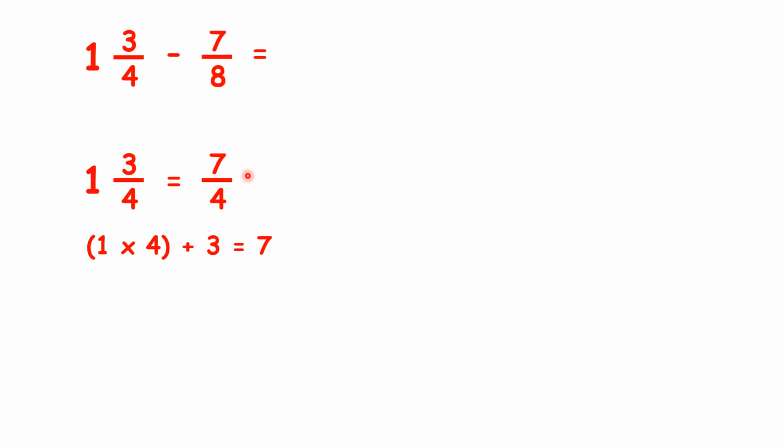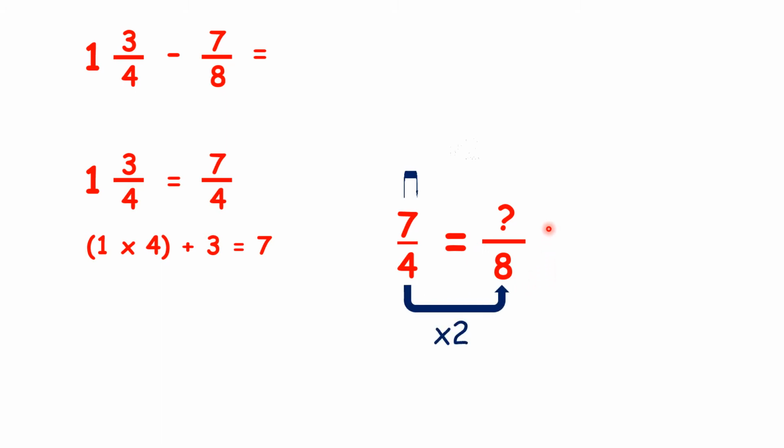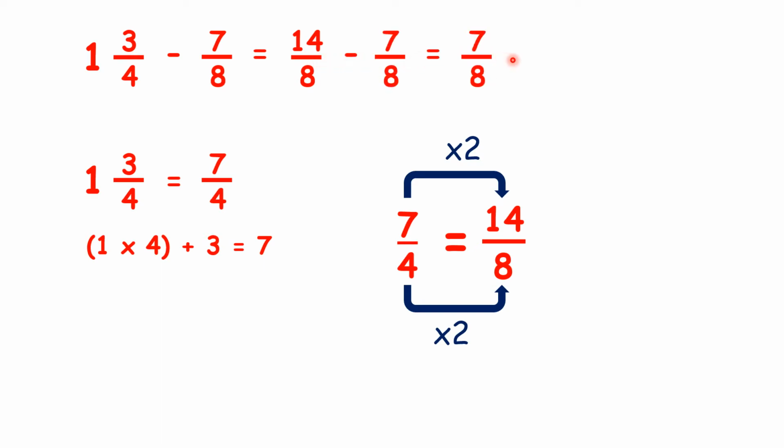But that's 7/4, and we're taking away eighths. So we need to change our 7/4 into eighths. 7/4 is the same as 14/8. So we've changed 1 3/4 into an improper fraction, and then we found an equivalent fraction with a denominator that's the same. So now we can rewrite our question. Really, we have 14/8 minus 7/8, which is 7/8.